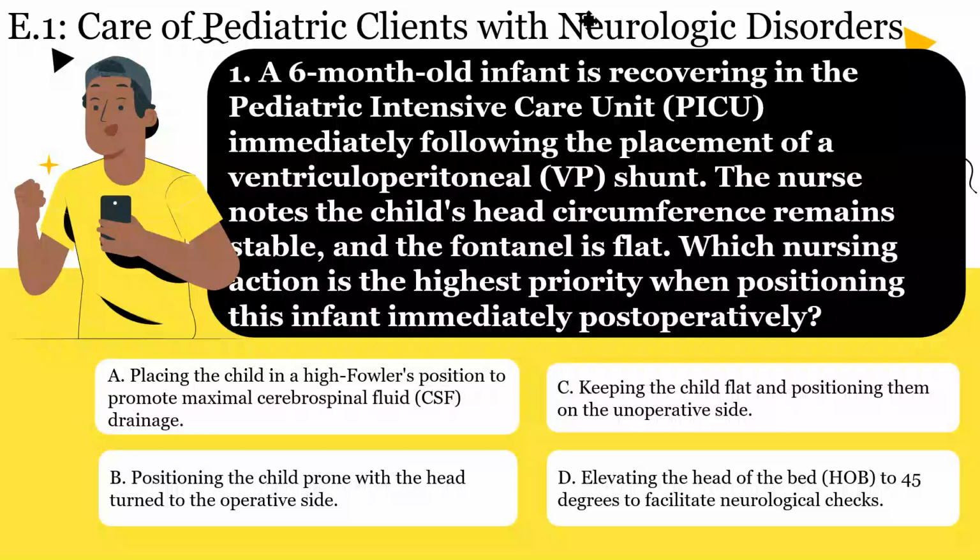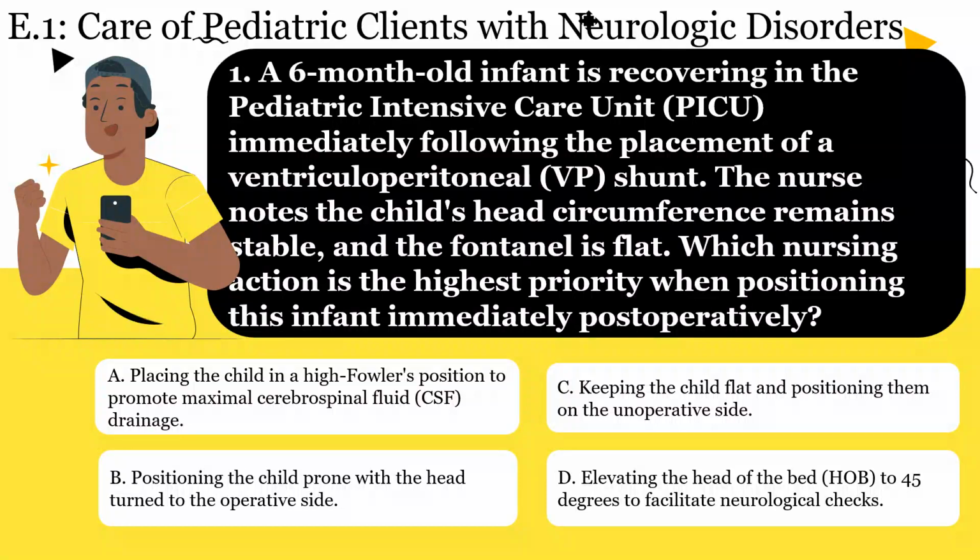Question number 1. A 6-month-old infant is recovering in the pediatric intensive care unit immediately following the placement of a ventricular peritoneal shunt, or the VP shunt. The nurse notes the child's head circumference remains stable and the fontanelle is flat. Which nursing action is the highest priority when positioning this infant immediately post-operatively?